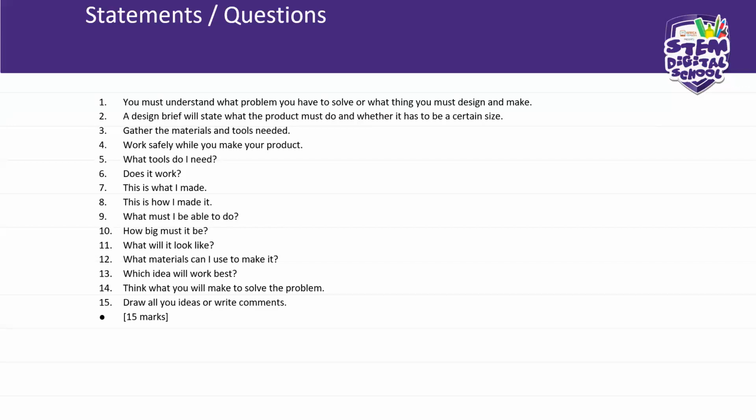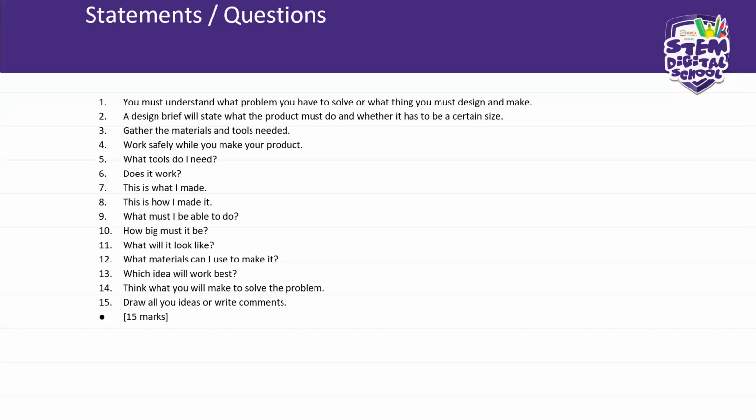Think what you will make to solve the problem. That is investigating. Yes, that is the investigation stage. Draw all your ideas or write comments. To draw all your ideas would be the designing stage, but comments would be the communicating stage.